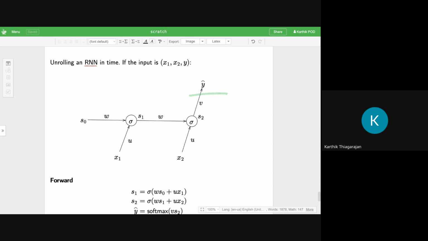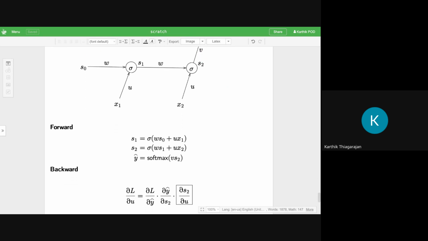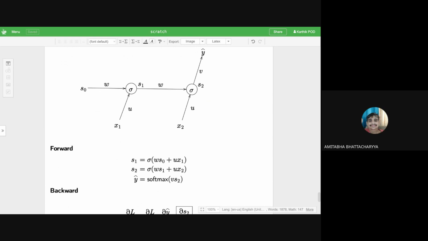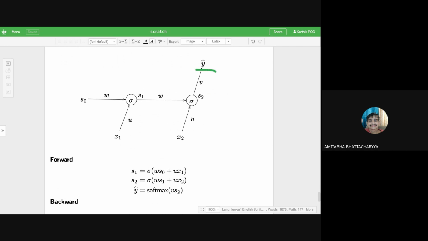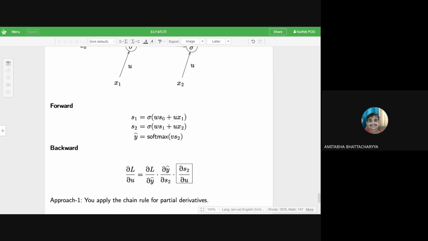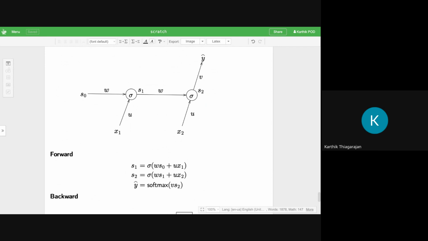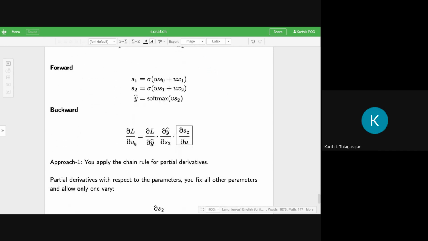So del L by del A, you can call it A here, whatever. See, S2 into V is some A, right? So the dou L by dou A is y hat minus y. And then dou A by dou S2 is some V. So there is a pre-activation happening. I missed that one. So there is another neuron there actually, a softmax neuron sitting here. Sorry, sir, very basic question. Right.